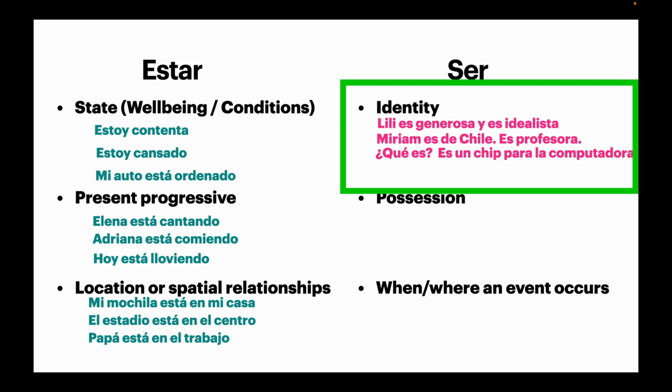What about things? Well, when we talk about things, we don't talk about their identity, but their definition. But it's still, we're kind of describing a thing's quote unquote identity. For example, ¿qué es? Es un chip para la computadora. What is it? It's a chip for the computer. So, definitions of things.